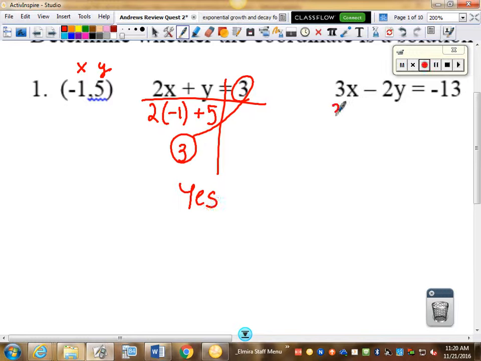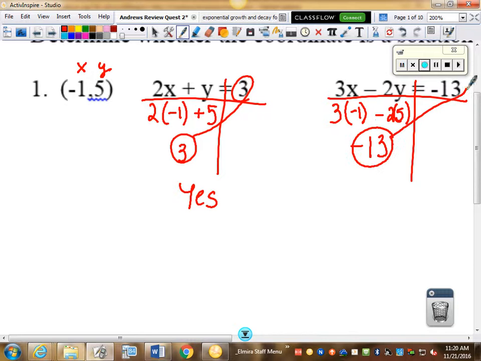Okay, it worked in the first equation, but it has to work in both. So I'm going to come over here and sub in again. 3 times -1 minus 2 times 5, and I want to know, does it equal -13? Well, 3 times -1 minus 2 times 5, -3 minus 10 is -13. So that's a yes.